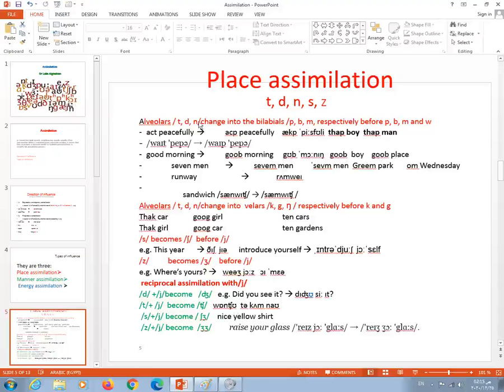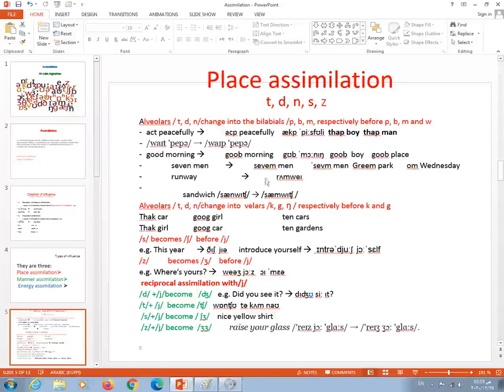The third is na. It will also change into what? Into ma before these consonants: p, b, ma, and wa. Let's look at the examples. Yes, here we have seven men. Green park: instead of green park, it becomes green park. And Wednesday: here we have the wa coming, so the n changes directly into ma, and it becomes Wednesday.